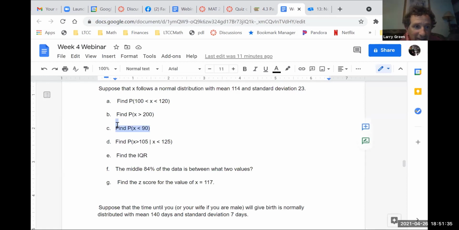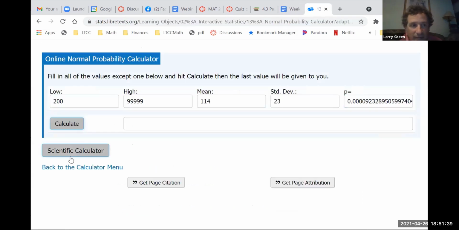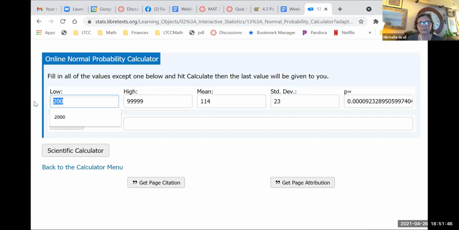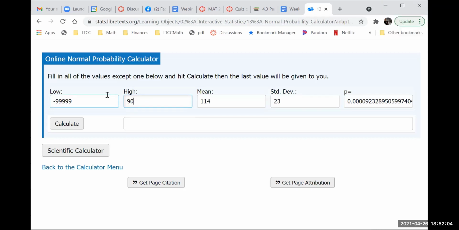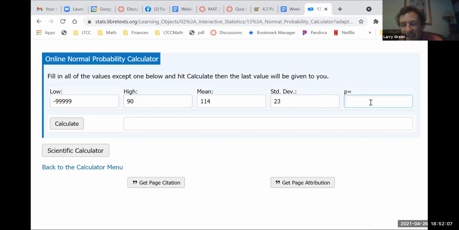How about the probability that x is less than 90? Let's go back to the calculator. What's a low for less than 90? 0. Can you think of a number less than 0? Negative infinity. So negative, and 5 nines will work. What's the high? 90. Mean and standard deviation are the same. P equals blank. Let me know if you're not understanding any of these pieces. It's real similar to the last one, but now we have negative infinity instead of infinity, that we have to trick the computer for. And hit calculate. And you get about 15% or so, or 0.15-ish.